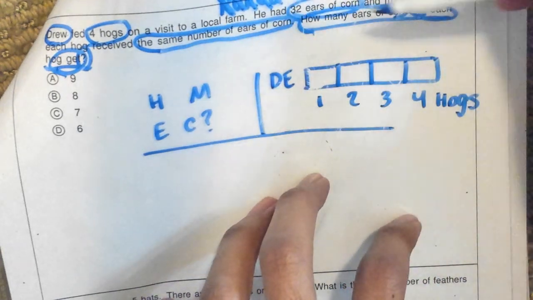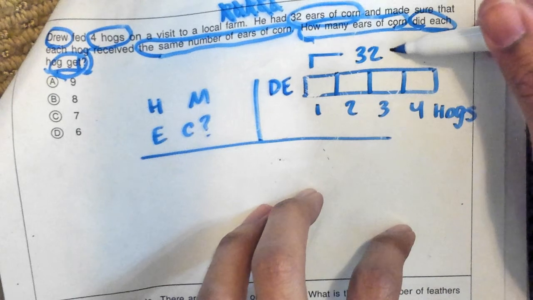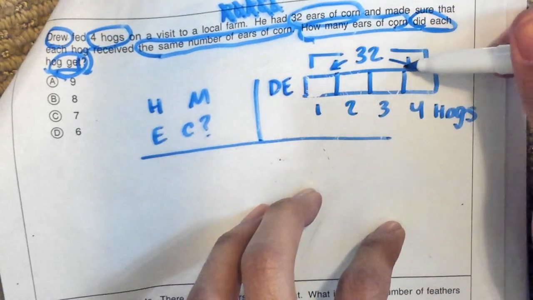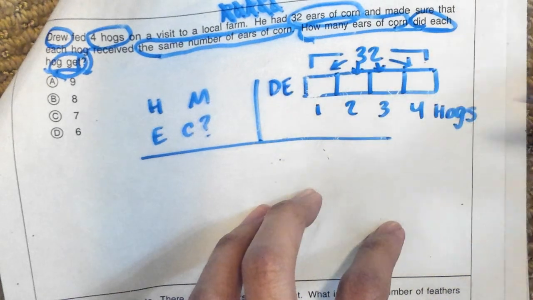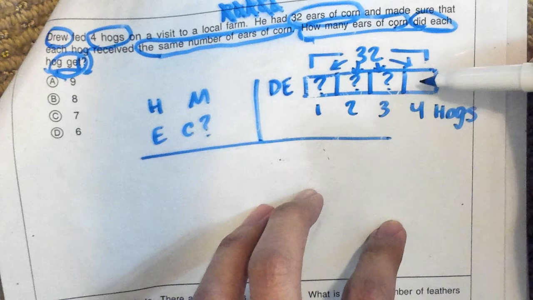And I know that he had a total of 32 ears of corn. I'm going to put my total at the top. He's going to share that 32 with the 4 hogs, but I don't know how many each hog is going to get right now, so I'm just going to put a question mark in each.